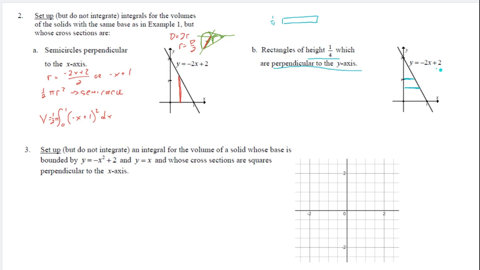We would subtract 2 from both sides, so this becomes y minus 2 equals negative 2x. Divide both sides by negative 2. And that leaves us with x is equal to, I think I'm just going to leave it, y minus 2 divided by negative 2. That makes it nice and easy. Okay, so we've got our new x value. This is, again, going with regards to y this time instead of x. And our cross-sectional area there is going to be 1/4 times our side.